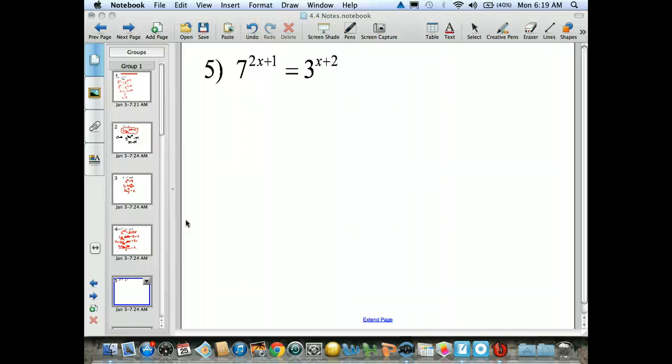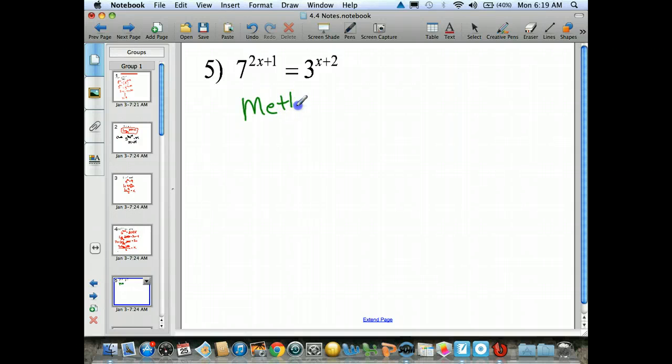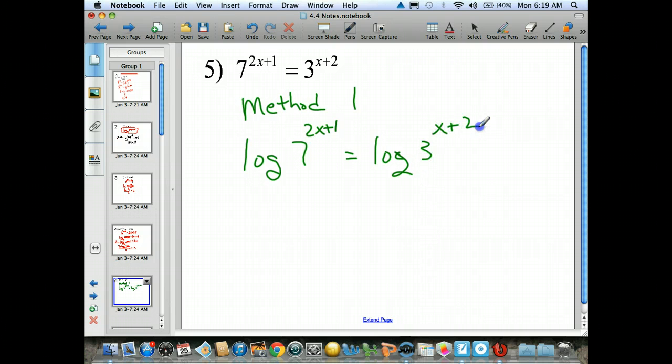So for method 1 here, I'm going to show you that we could just take the common log of both sides and then solve for x that way. Okay, so we're going to take the common log of both sides. So we get common log of 7 to the 2x plus 1 equal common log of 3 to the x plus 2.